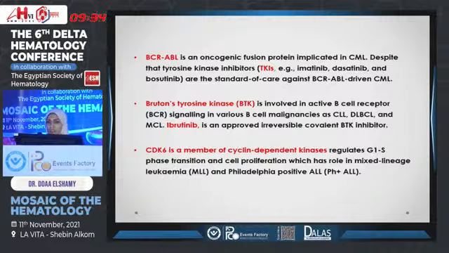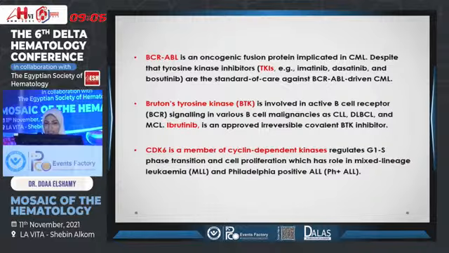BCR-ABL is an oncogenic fusion protein implicated in CML, and despite that, tyrosine kinase inhibitors are still the standard of care against BCR-ABL in CML patients. BTK is involved in active B-cell receptor signaling in various B-cell malignancies like CLL, diffuse large B-cell, and mantle cell lymphoma, while ibrutinib is still the approved irreversible covalent BTK inhibitor.